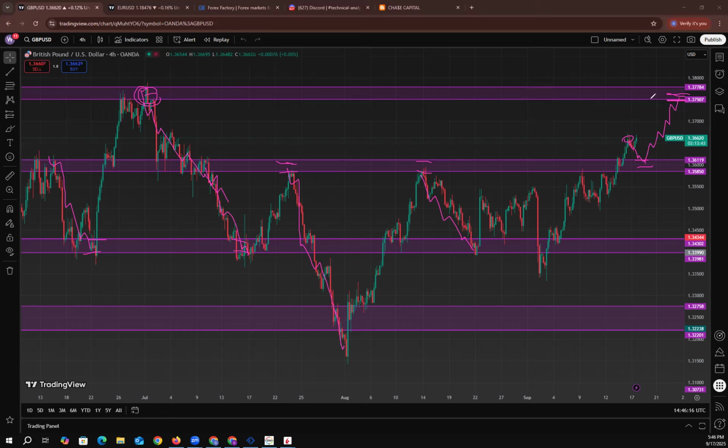Let's wait and see how price reacts to this. The level of 1.37500 is the major target for this one. So that's on GBP USD.